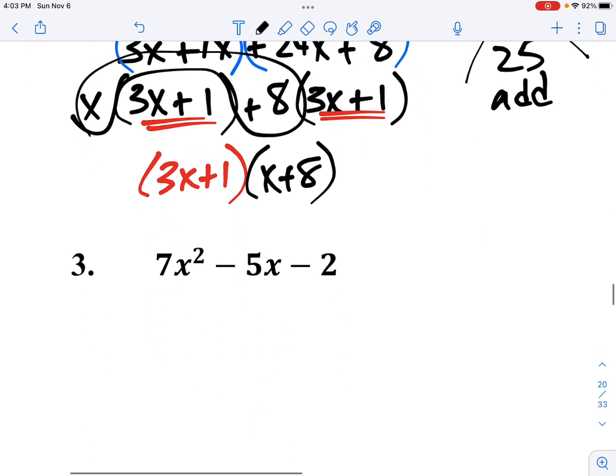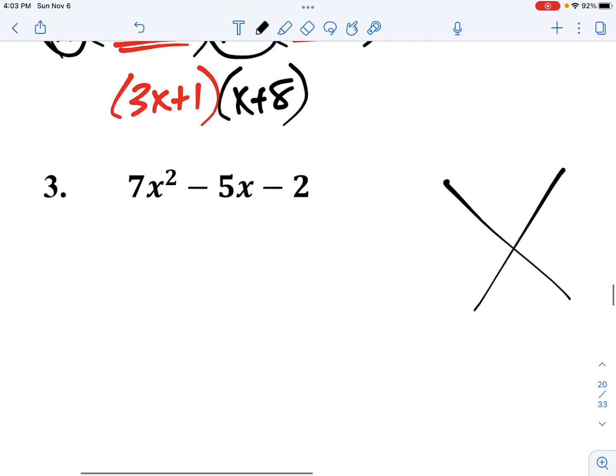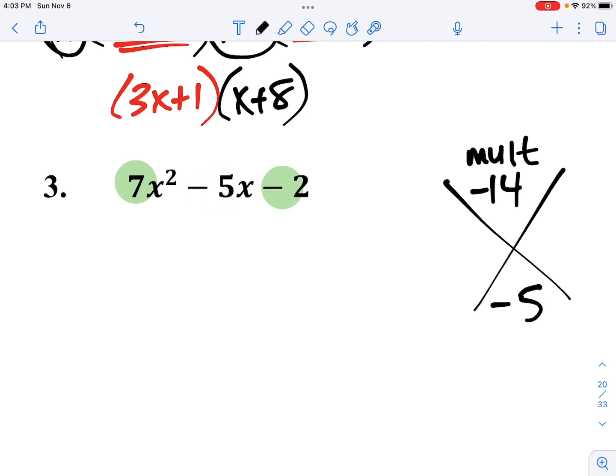Let's do number 3. Here's my x. Remember, I've got a 7 and a negative 2 here, so I'm multiplying 7 times negative 2, which makes negative 14. This is the multiply up here. And this number, negative 5, keep the negative with it. My two numbers have to add up to negative 5. This number goes here.